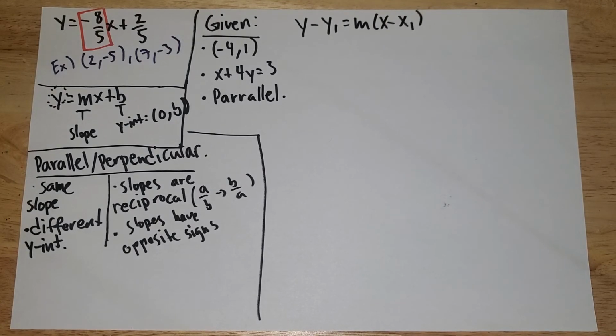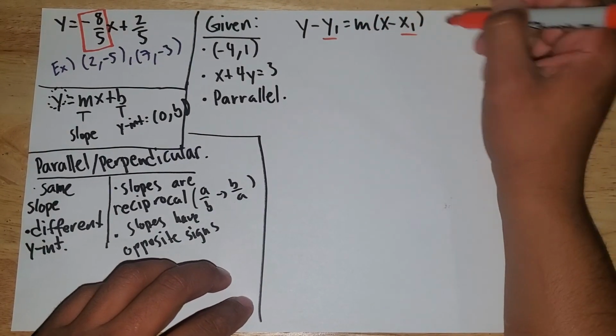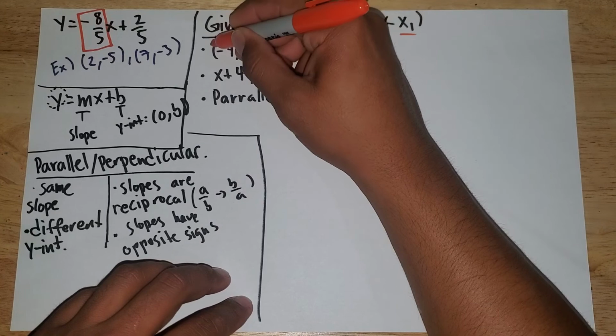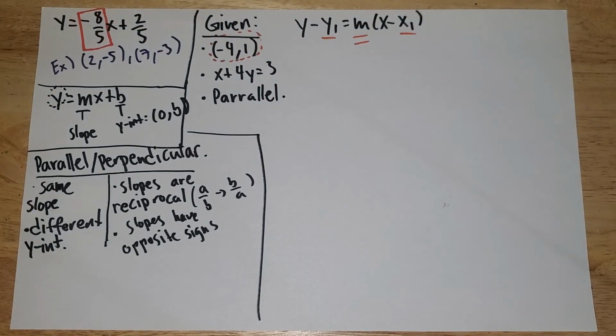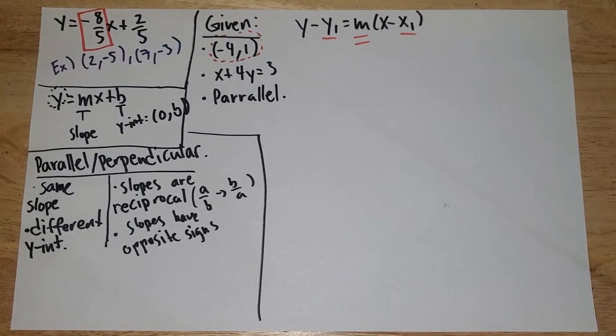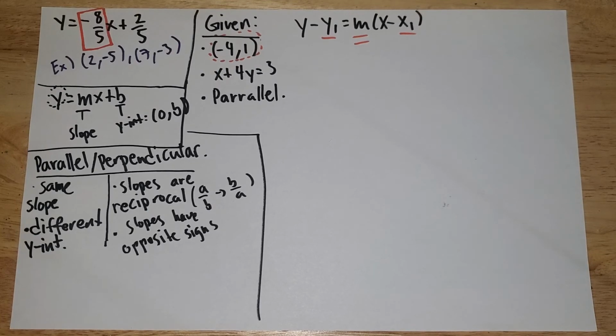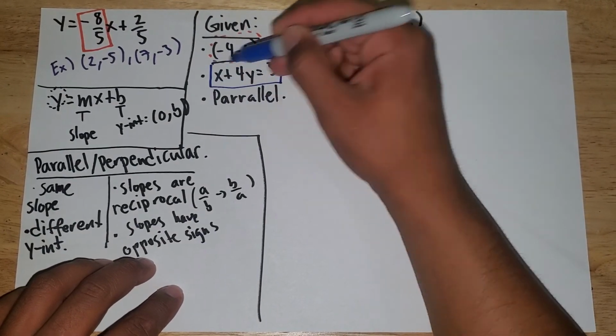Now, I need my point and my slope. But like I said, they're always going to give a point, so that part's always going to be done for us. The part that we always need to do is find our slope. There was only that first example that we did where the slope was actually given. So let's go through this. I'm going to find my slope by using that equation.